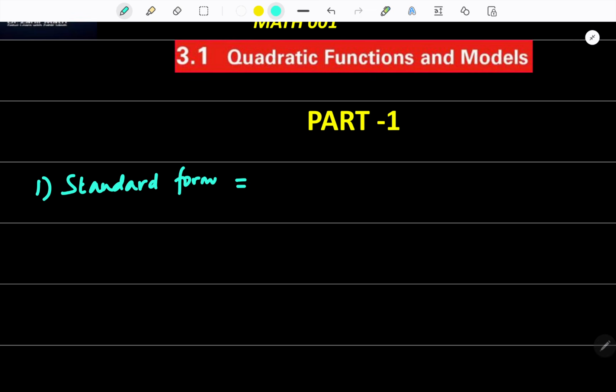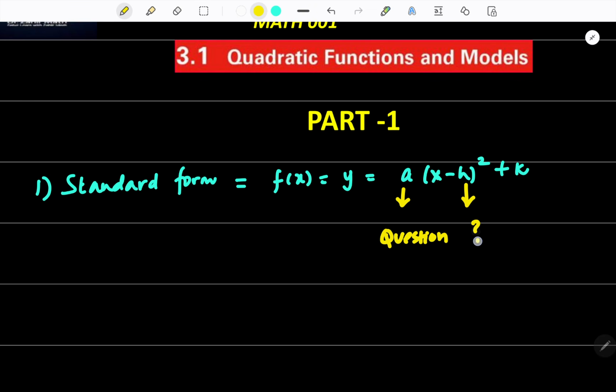It is given as f of x equals y, which is equal to a times (x minus h) the whole square plus k. So this is the first one. A will be given in the question. H you need to find. K you need to find.